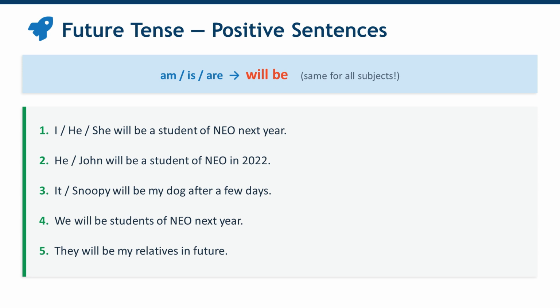Sentence 2. He will be a student of NEO in 2022. John will be a student of NEO in 2022. Sentence 3. It will be my dog after a few days. Snoopy will be my dog after a few days. Sentence 4. We will be students of NEO next year. Sentence 5. They will be my relatives in future. So the future tense is the easiest. Just use will be with any subject.